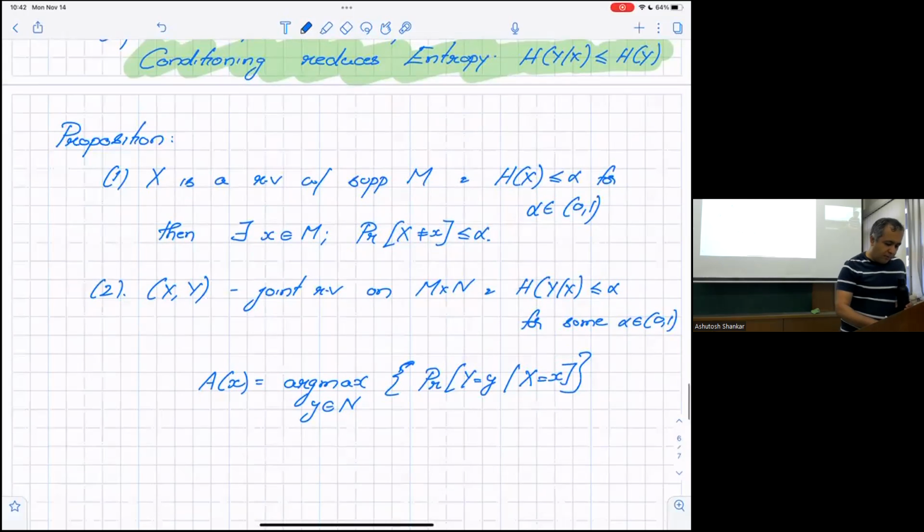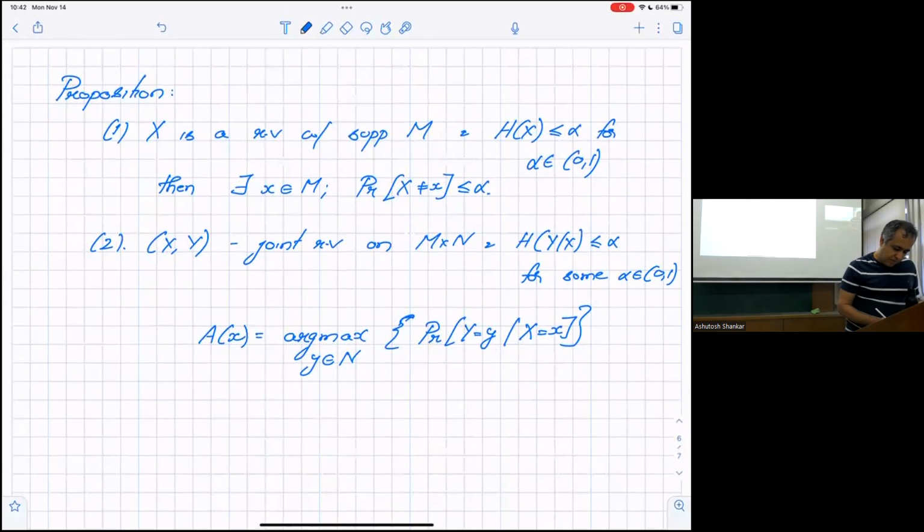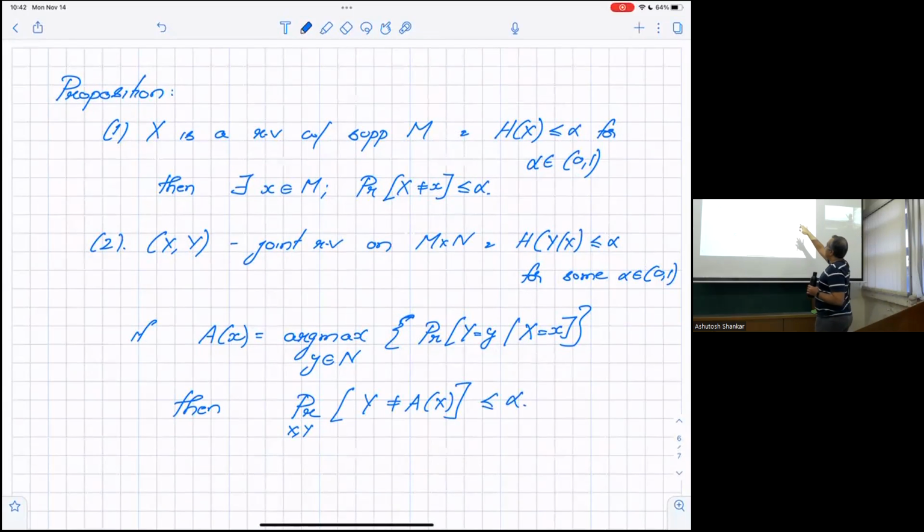All I'm claiming is that the probability that when I pick a random pair X, Y, Y is not equal to this A of X, is at most alpha. It's just a manifestation of the previous thing. That says the most likely value will not be taken with probability at most alpha. This says over a pair of random variables, once you give me X, there is a prediction I can give you for Y, such that this is the difference.